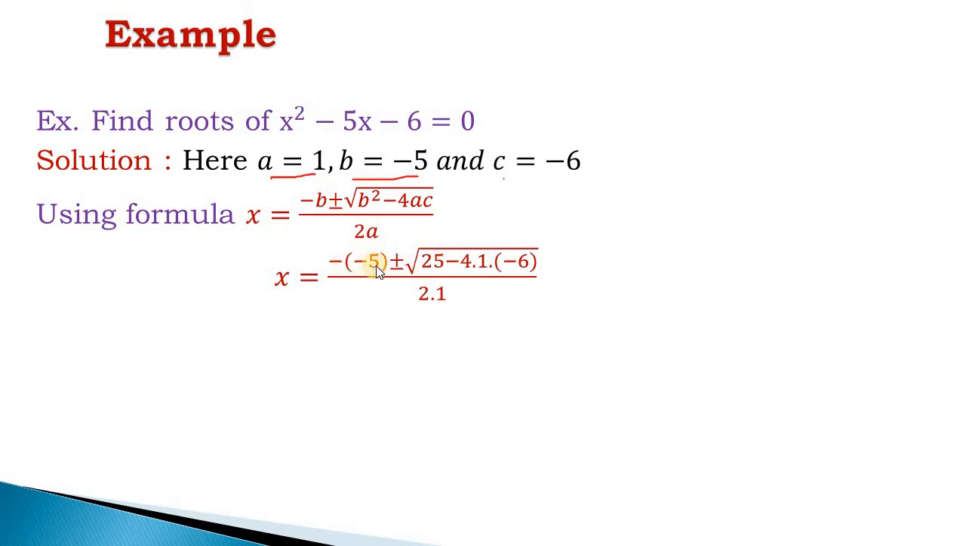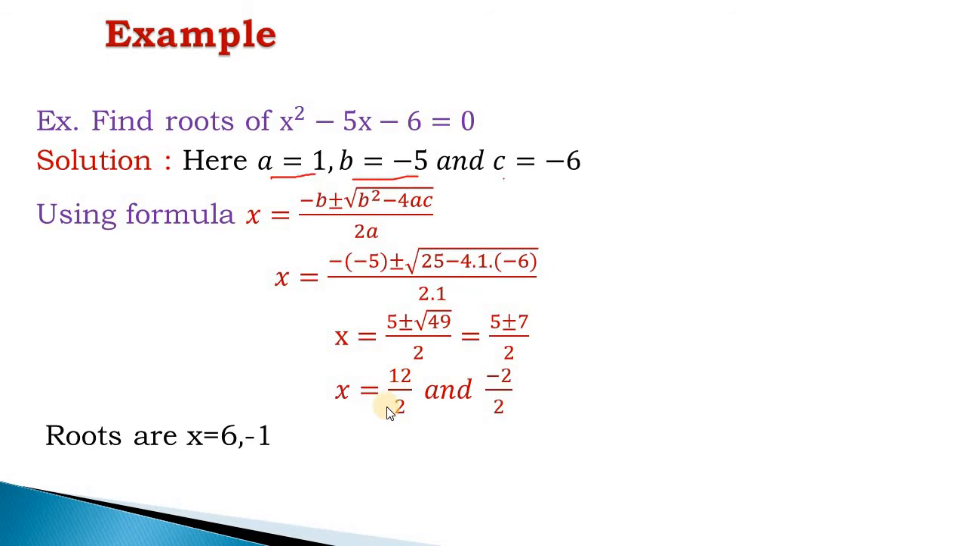So x is minus times minus 5 plus minus square root of b square, which is 25, minus 4 times a, which is 1, times c, which is minus 6, upon 2a, where a is 1. When I simplify this, I get 5 plus minus square root of 6 minus minus plus 24 plus 25, 49, and root of 49 is 7. So x is equal to 5 plus 7 by 2 or 5 minus 7 by 2. That is x is equal to 12 by 2, which is 6, or minus 2 by 2, which is minus 1. In this way we get the roots.